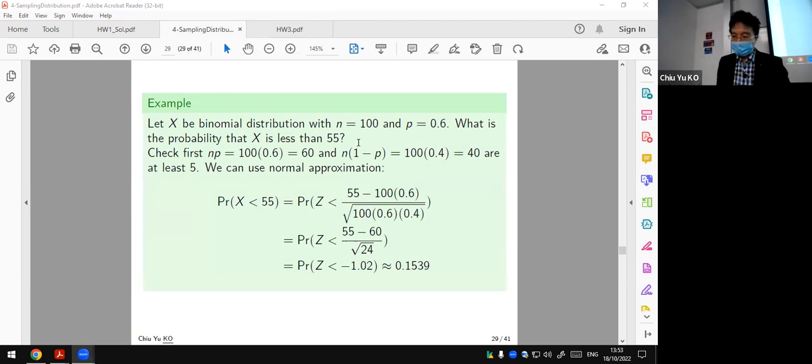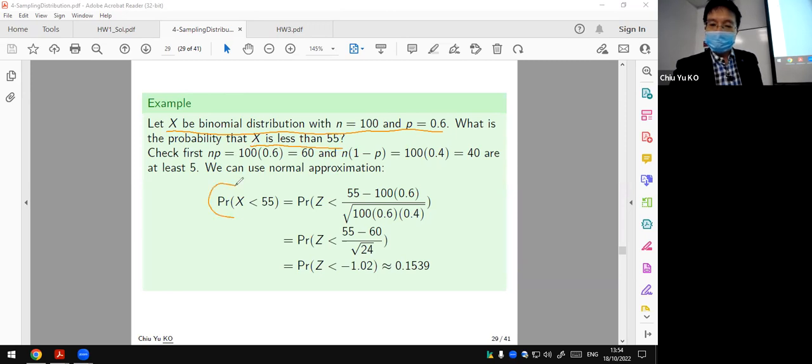So this is an example. Let me quickly go over it, but it's not very important. It's the technical part. So this is the example of a normal approximation. The idea is the following. X is a binomial with n equals 100 and p equals 0.6. So what is the probability that X is less than 55? That's the question.